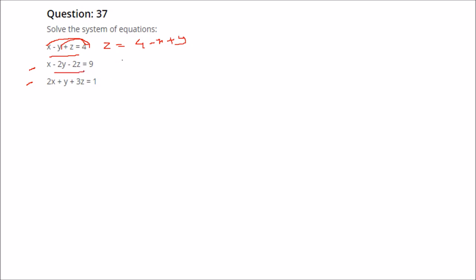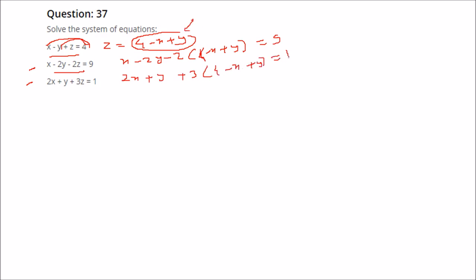Here I will put z, that is x minus 2y minus z. Now in place of z I will place 4 minus x plus y. So 4 minus x plus y equal to 9. Here what we will do, 2x plus y plus z. Now z is 4 minus x plus y, equal to 1.